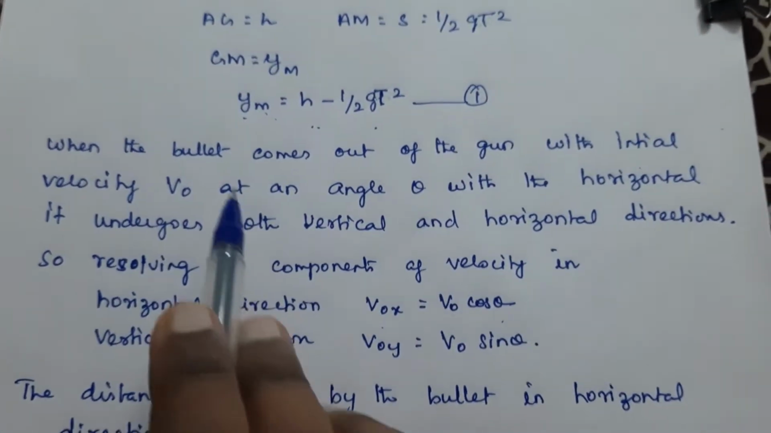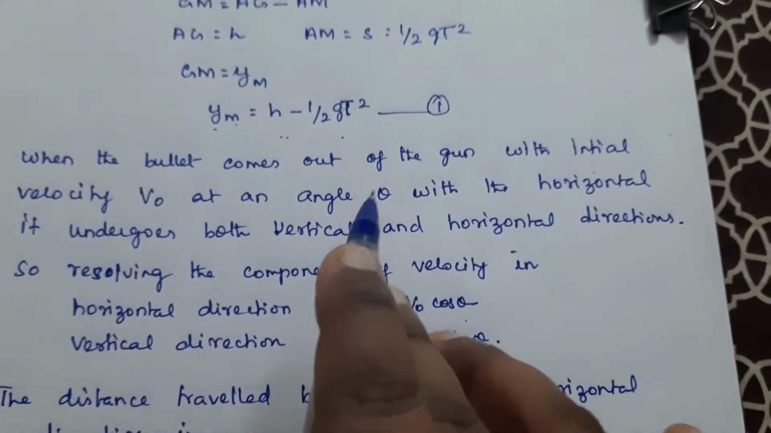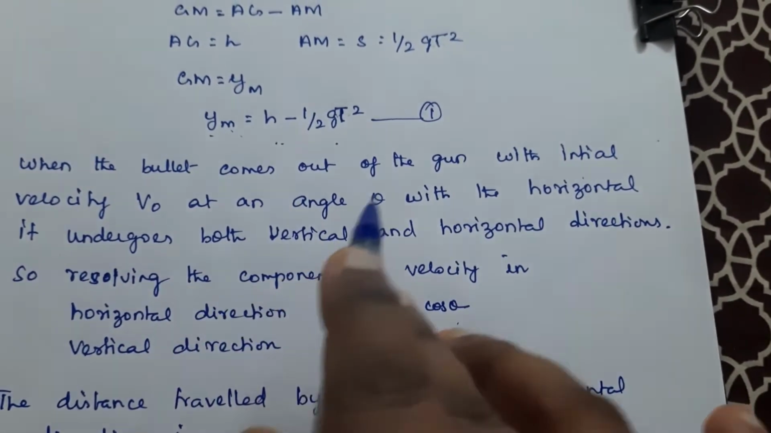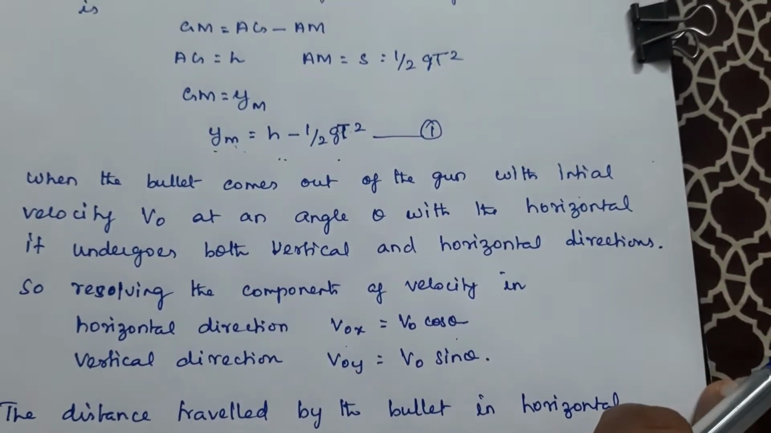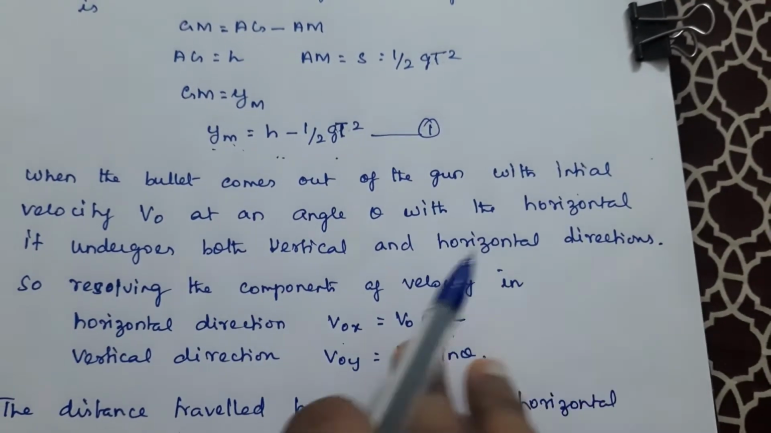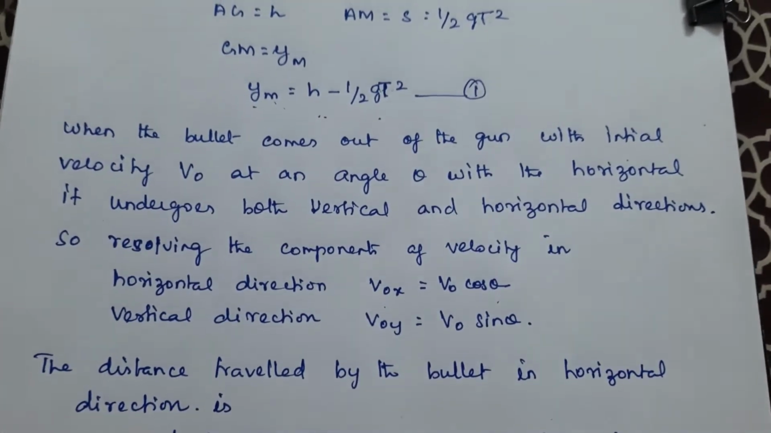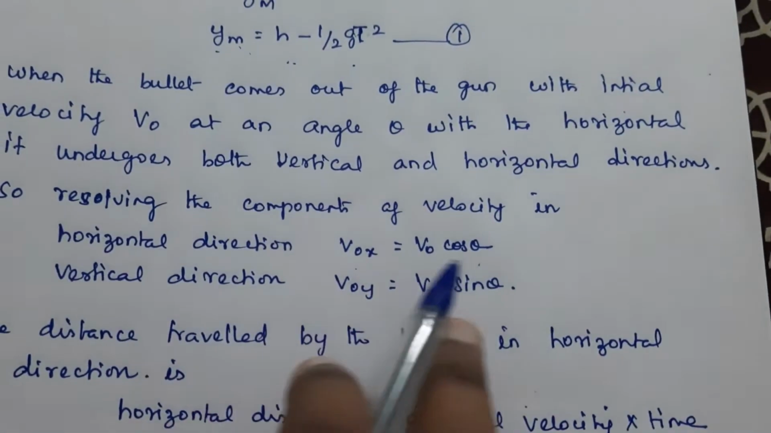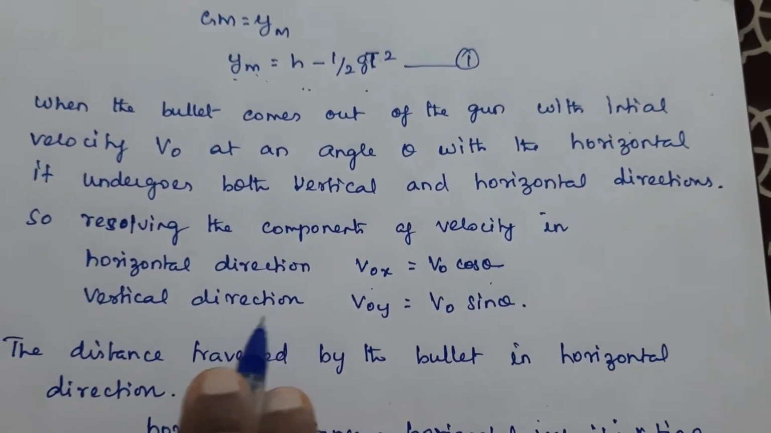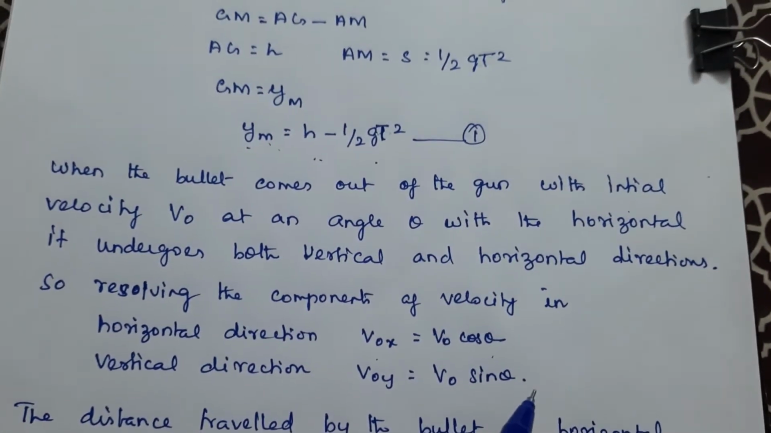Now, when the bullet comes out of the gun with initial velocity v0, thrown at an angle theta with the horizontal, the bullet is going in the vertical as well as horizontal directions. So we can resolve the components of velocity in the horizontal and vertical directions. v0x is equal to v0 cos theta, and the velocity in the vertical direction, v0y, is equal to v0 sin theta.